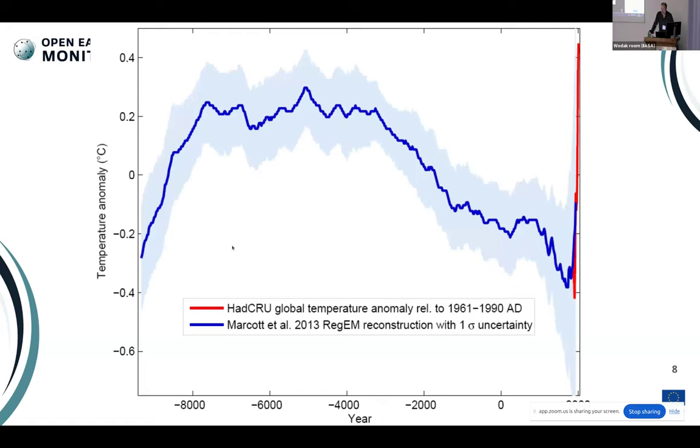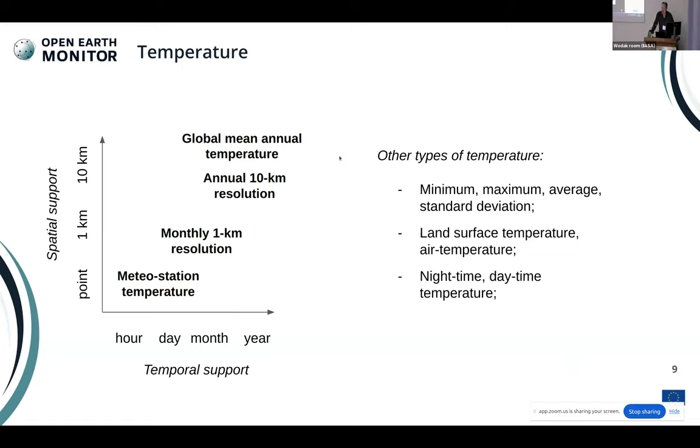Also, to talk about these variables, for example, let's talk about temperature. If you look at the temperature as a variable, you think it's one thing, but depending on how you aggregate it in space and time, you can have, for example, hourly temperature, every-minute temperature at the station, at the point support. Then you can aggregate that hourly temperature and produce a daytime temperature or monthly temperature. And then you can aggregate it further on a spatial scale. So you can have a monthly 1 kilometer resolution temperature. Then you can aggregate up to a year. So you say this is the annual temperature. And you can go further. And you can say, well, I just need one number, a global mean annual temperature.